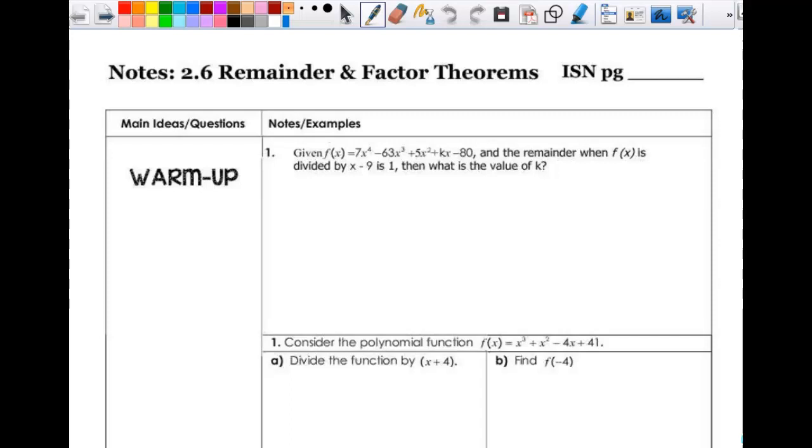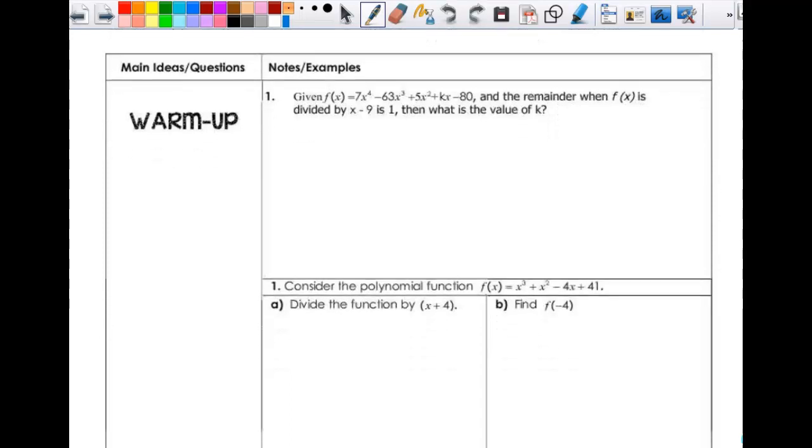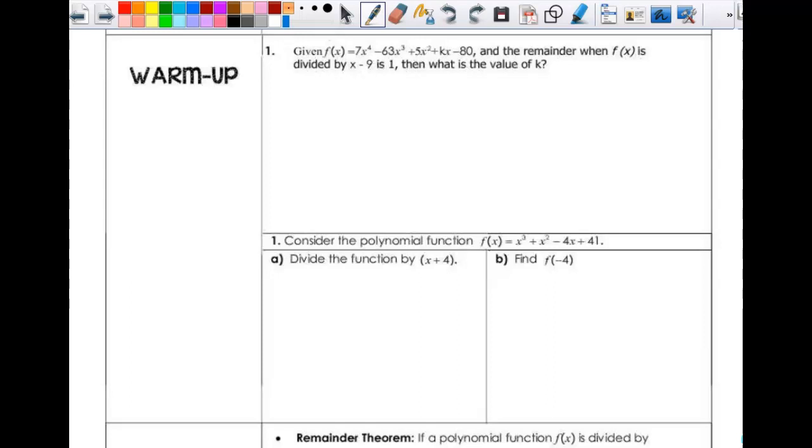We're going to talk about the remainder and factor theorems, and these both use synthetic division. Okay, so we did synthetic division on Friday. If we can do synthetic division, we can do this stuff. It's no big deal. So a little warm up here first.